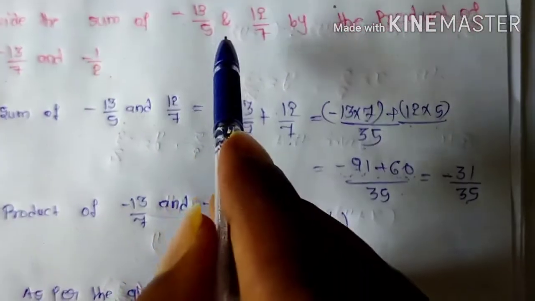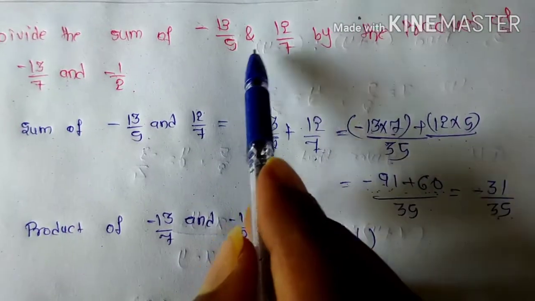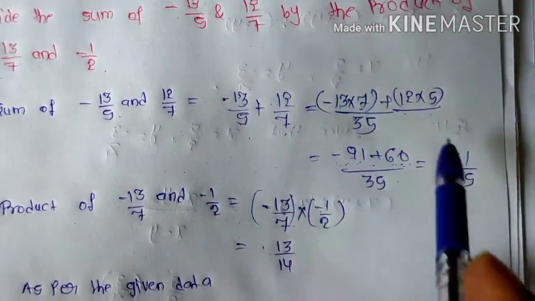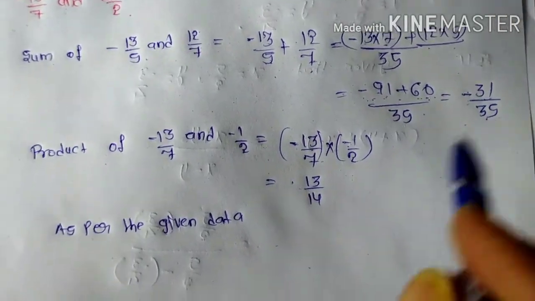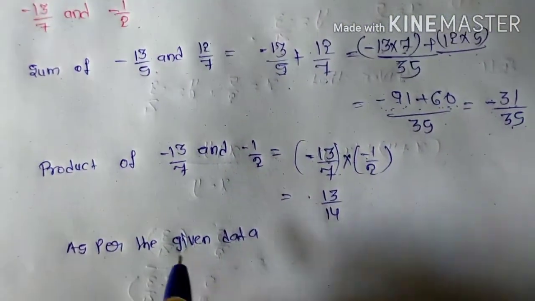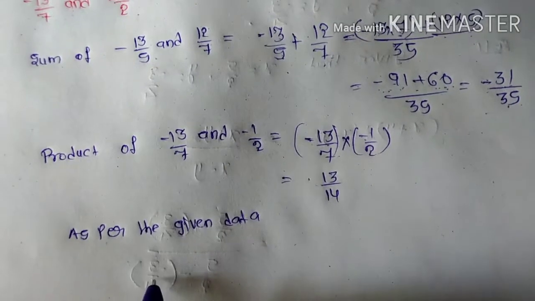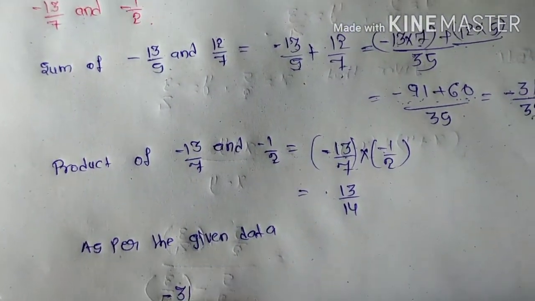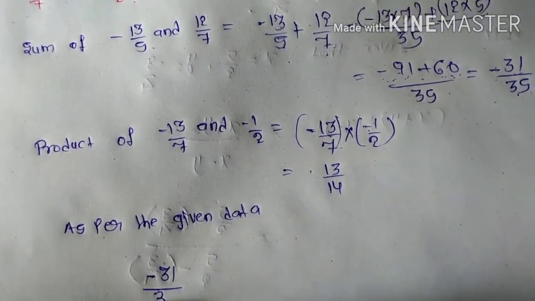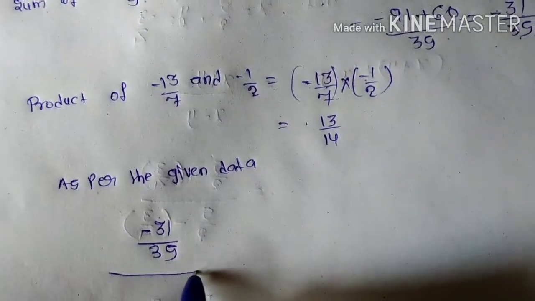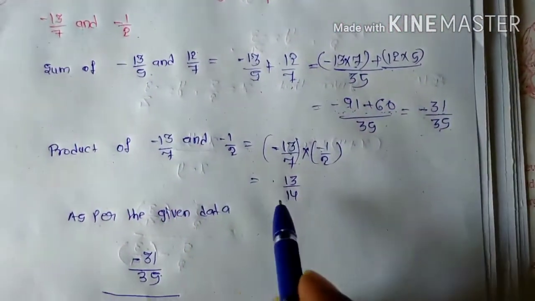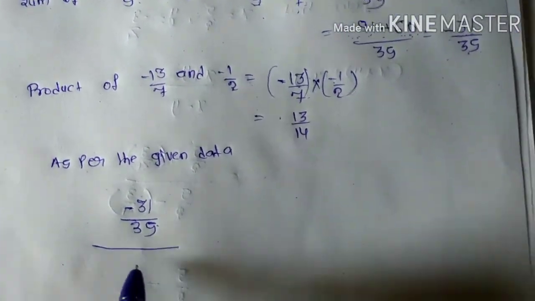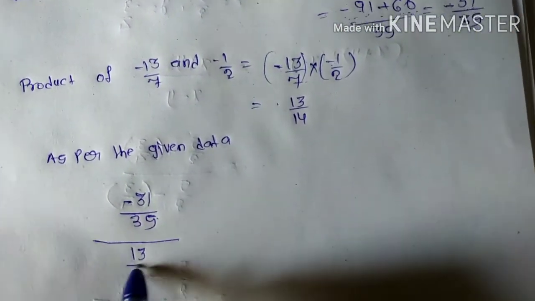Once you can observe here what they are asking: divide the sum of the numbers. First we need to divide the sum. How much did you get for the sum? Minus 31 by 35. That means, as per the given data, we need to find minus 31 by 35. We need to divide the sum by which one? By the product. What is your product result? 13 by 14. You can write here 13 by 14.